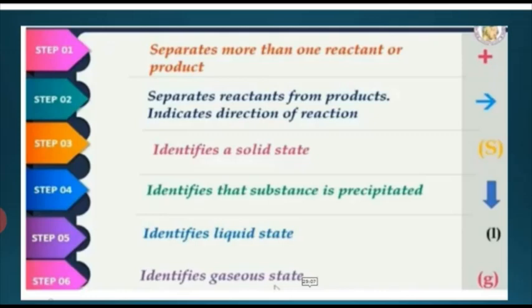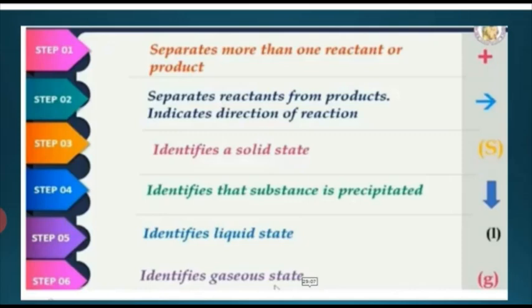Next, L, which indicates the liquid state, and the symbol G, which indicates the gaseous state. Next, you can see this downward arrow mark. This downward arrow mark indicates the substance is precipitated. This downward arrow mark represents the product or the reactant, anything, that becomes a precipitate.